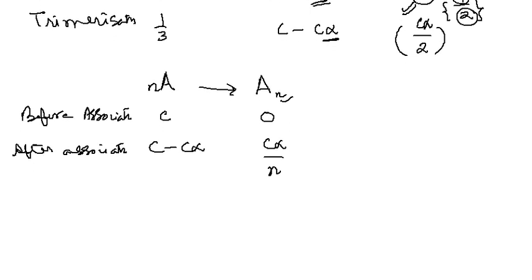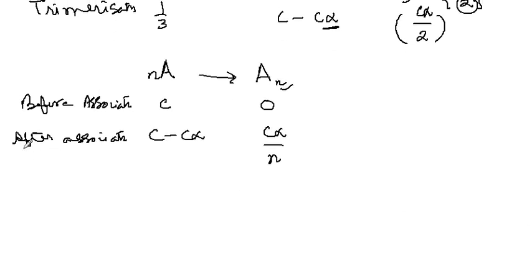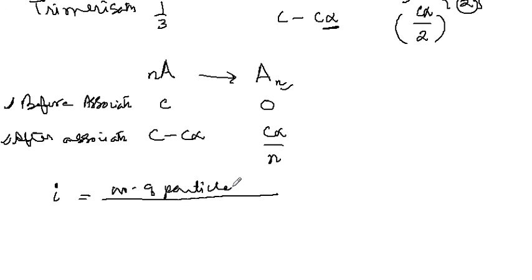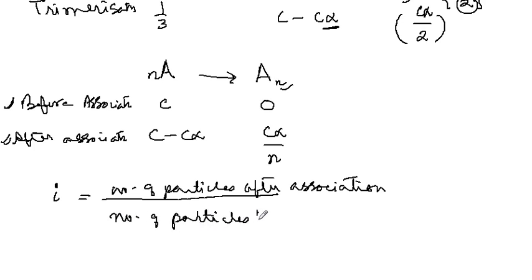So now if we analyze the number of particles, or compare the number of particles after this association by before association, that is the Vant Hoff factor. The number of particles after association, by the number of particles before association.